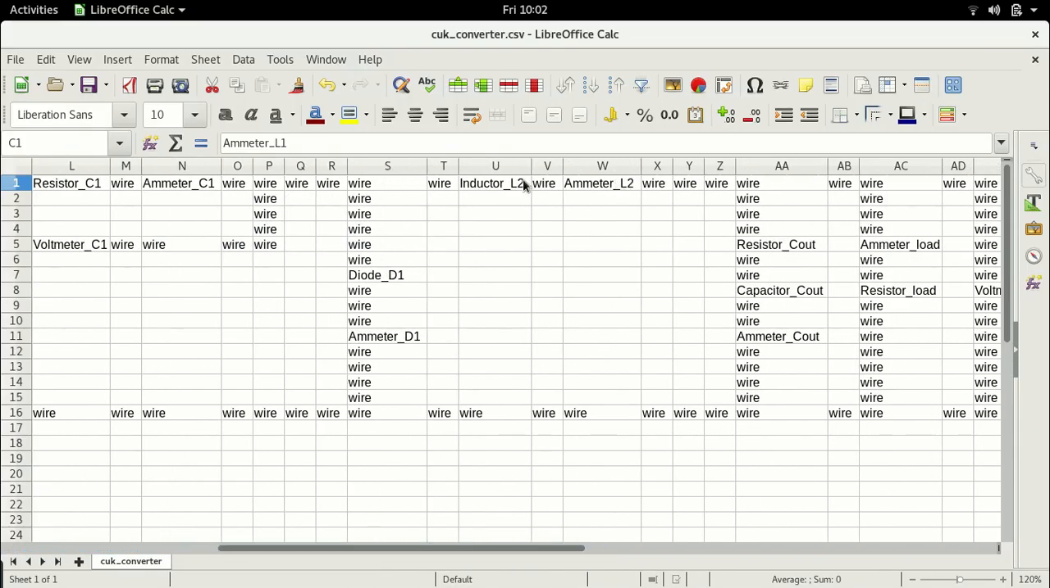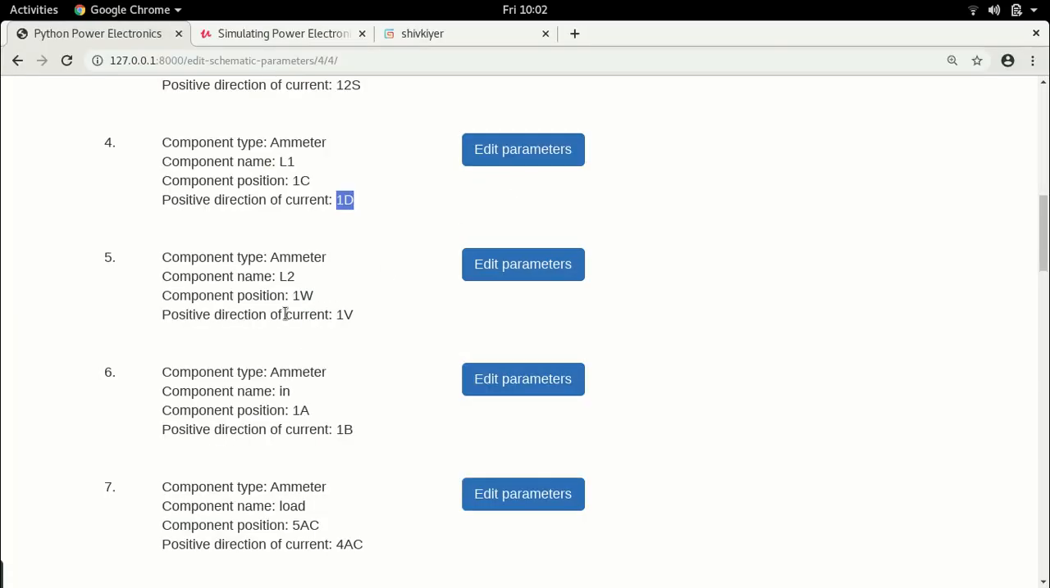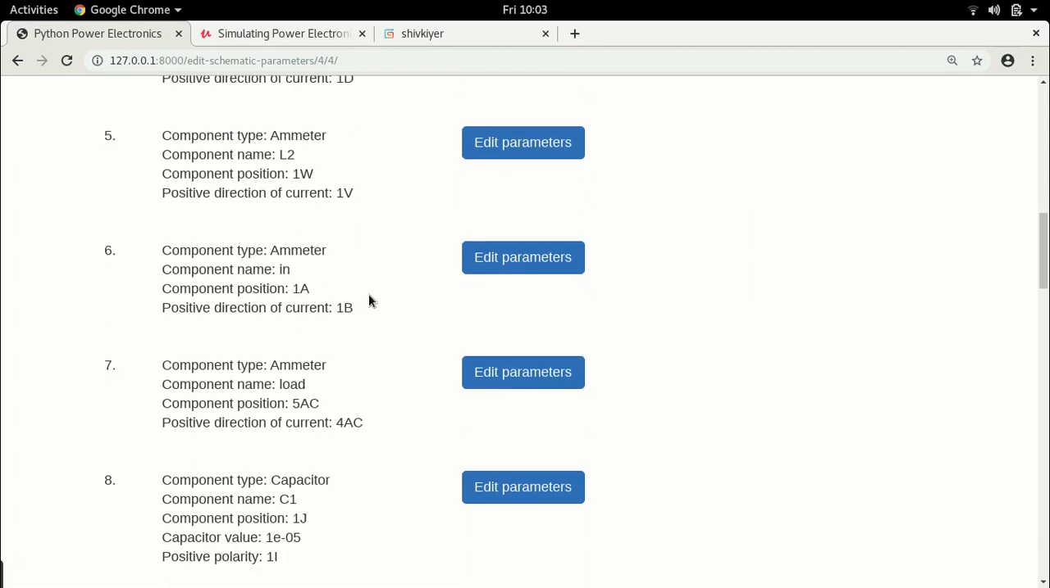Let's look at L2. L2 is here. As I said, the current in this inductor will be flowing towards the left. So therefore, this ammeter L2, the positive direction is towards the left. So the component is at position 1W and the positive direction is towards 1V, which is exactly as we want. So we can leave it as it is.